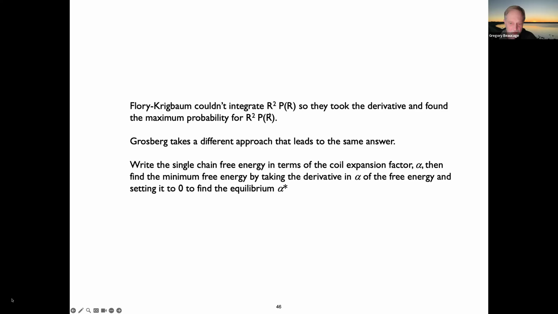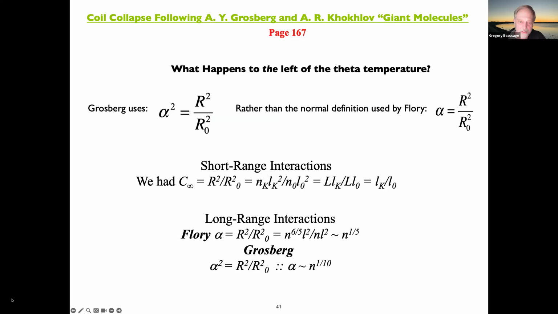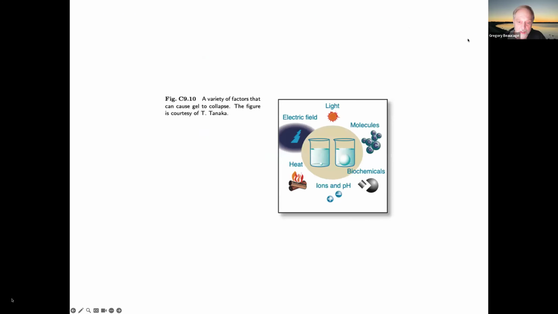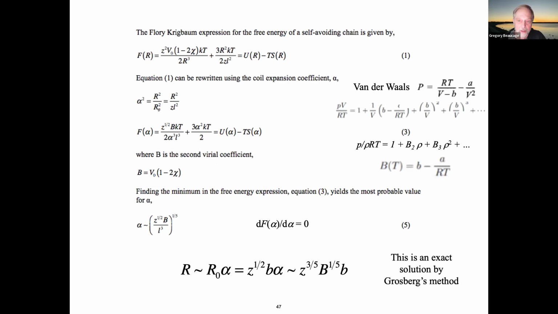Right. So Grosberg is the one that worked out more or less this coil collapse. The first step is to rewrite that approach. Rather than talking about R, he rewrites it in terms of alpha, his definition of alpha. So alpha is R over R naught, the R in the theta condition, and this is the expanded coil. That becomes the parameter he's interested in, and he doesn't work with the probability.